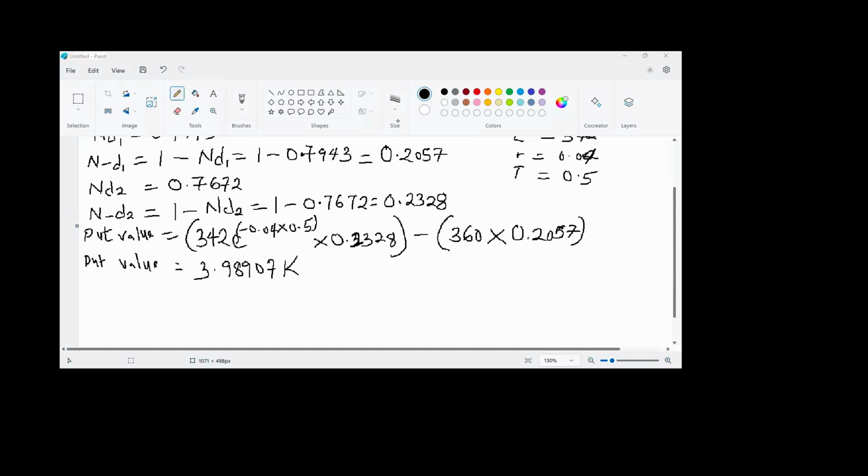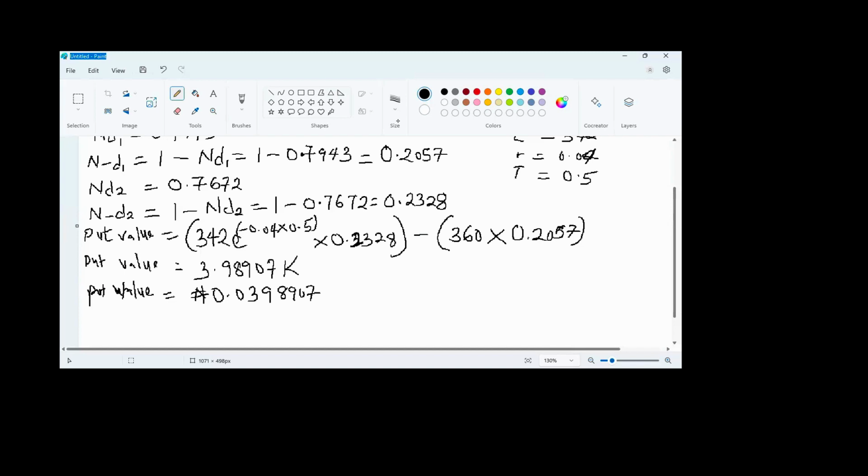If I want to take it to Naira, I will just divide by 100. That means my put value in Naira will give me 0.0398907, because I want to get my answer in Naira. Now you have gotten the put value for one put.